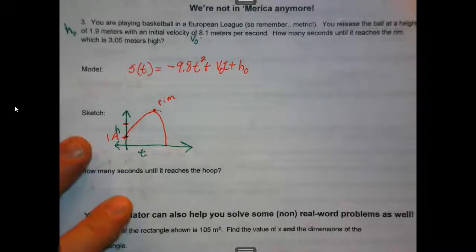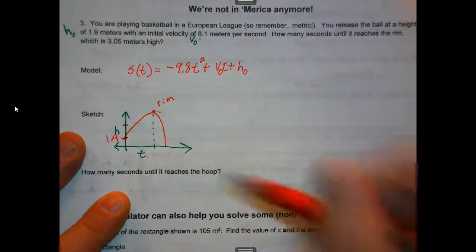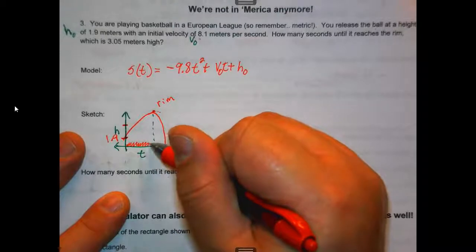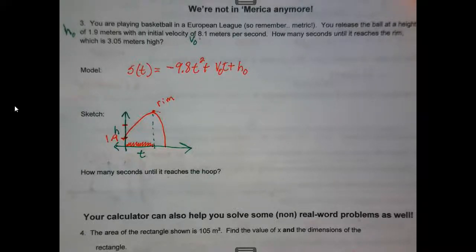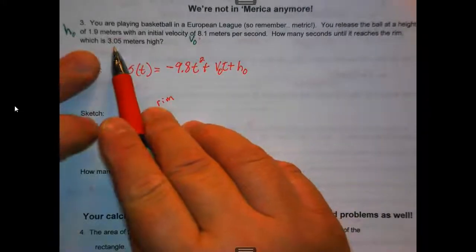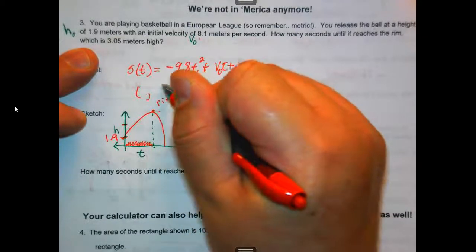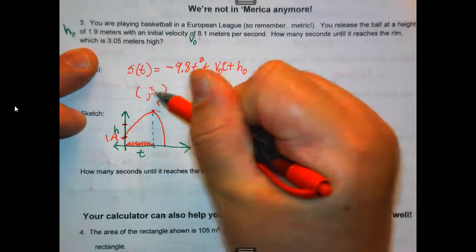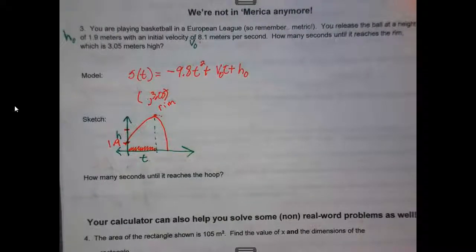Okay, so this is our time, and they want us to figure out how many seconds, so we need to figure out when it hits the rim, right? You with me? Did I lose anybody, unless you're playing video games? Okay, our rim is how high? 3.05. So we know the y value already. Any ideas?